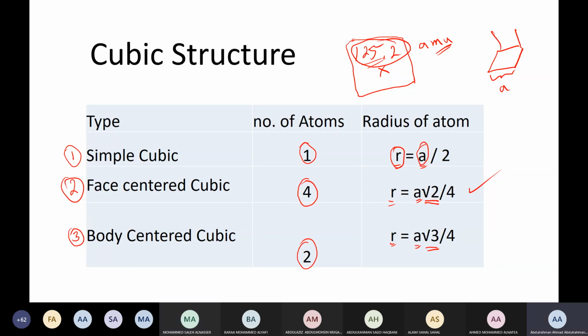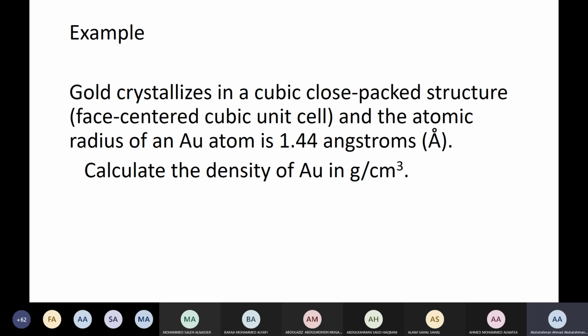Doctor, is A fixed or does it change? No, of course not. What do you mean by fixed? Let's solve this problem. I'll tell you what's A in this case. Gold crystallized in a cubic close-packed structure, face-centered cubic. Right away, how many atoms are there in the cube? 4. 4 atoms. What's the mass of the atoms?